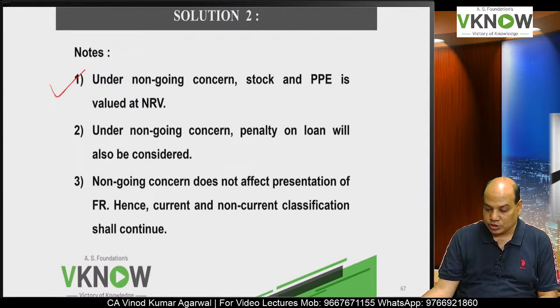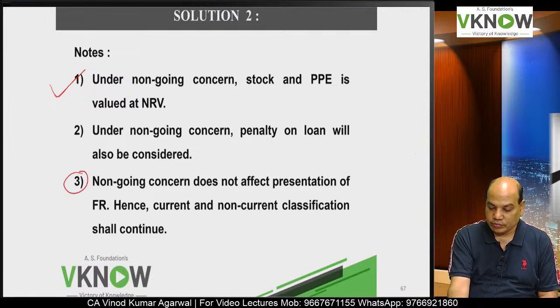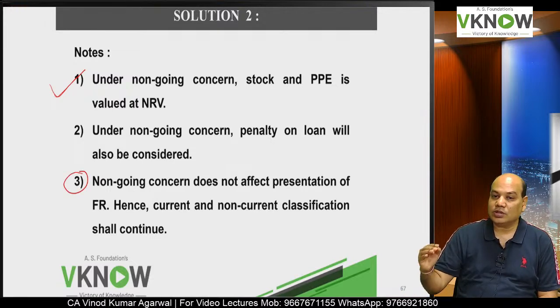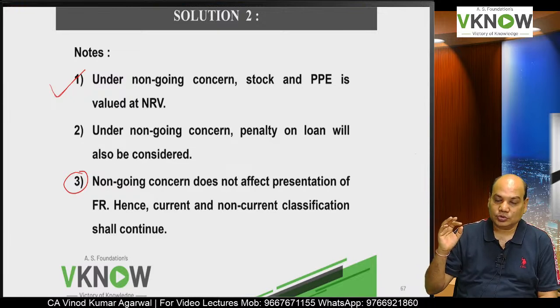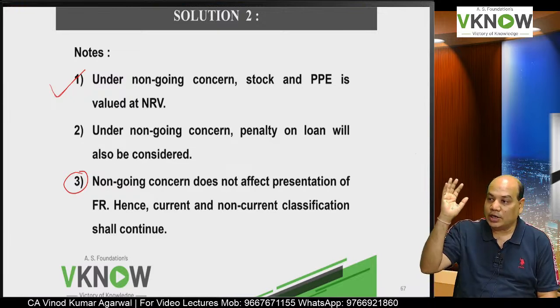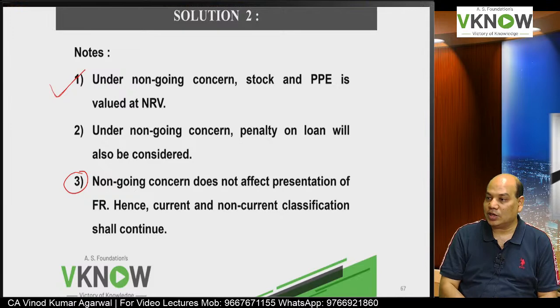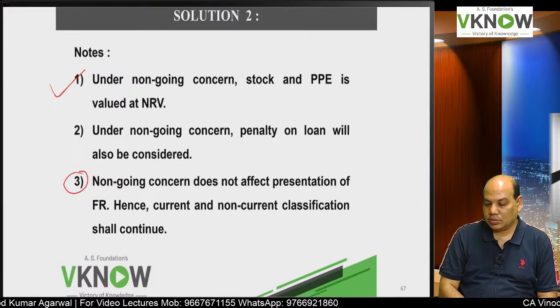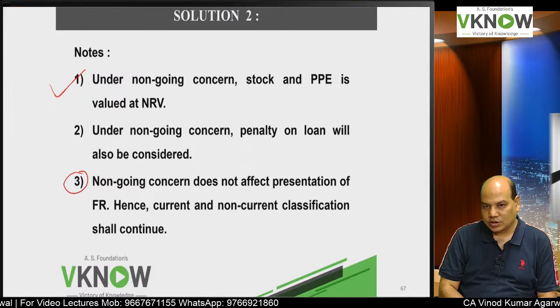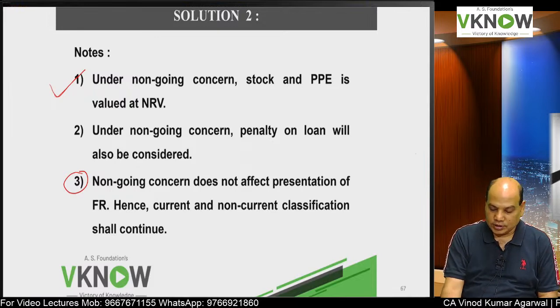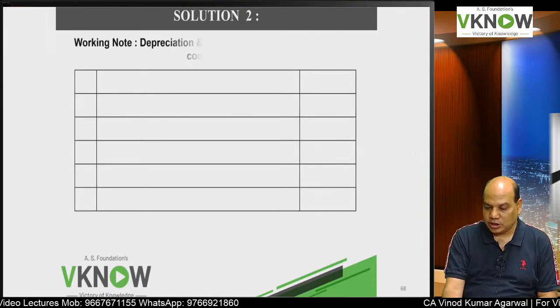Now this was an interesting question from a student. He says that since it is not a going concern, question is very genuine, all items should appear as current asset and current liabilities. But the answer is no. As far as the presentation part is concerned, the classification will remain the same. Okay, classification will continue to be current and non-current.